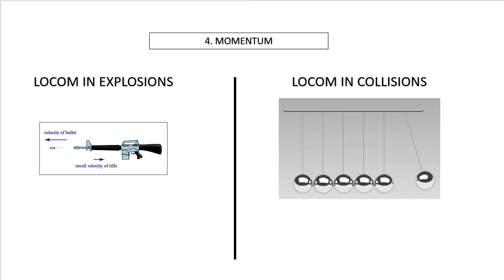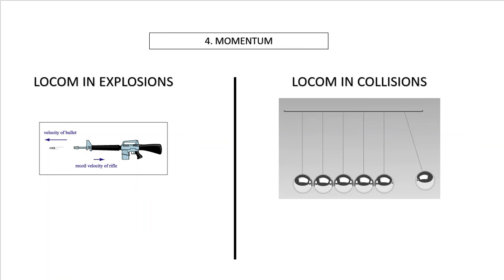Next up, you have momentum. Of course questions will be involving the law of conservation of momentum, and you have this in both explosions and in collisions. Let's first look at explosions. In explosions, you start off with total momentum which is zero, because the bullet and the gun were both stationary initially. So the bullet moves forward, and to conserve momentum, the gun recoils backward.